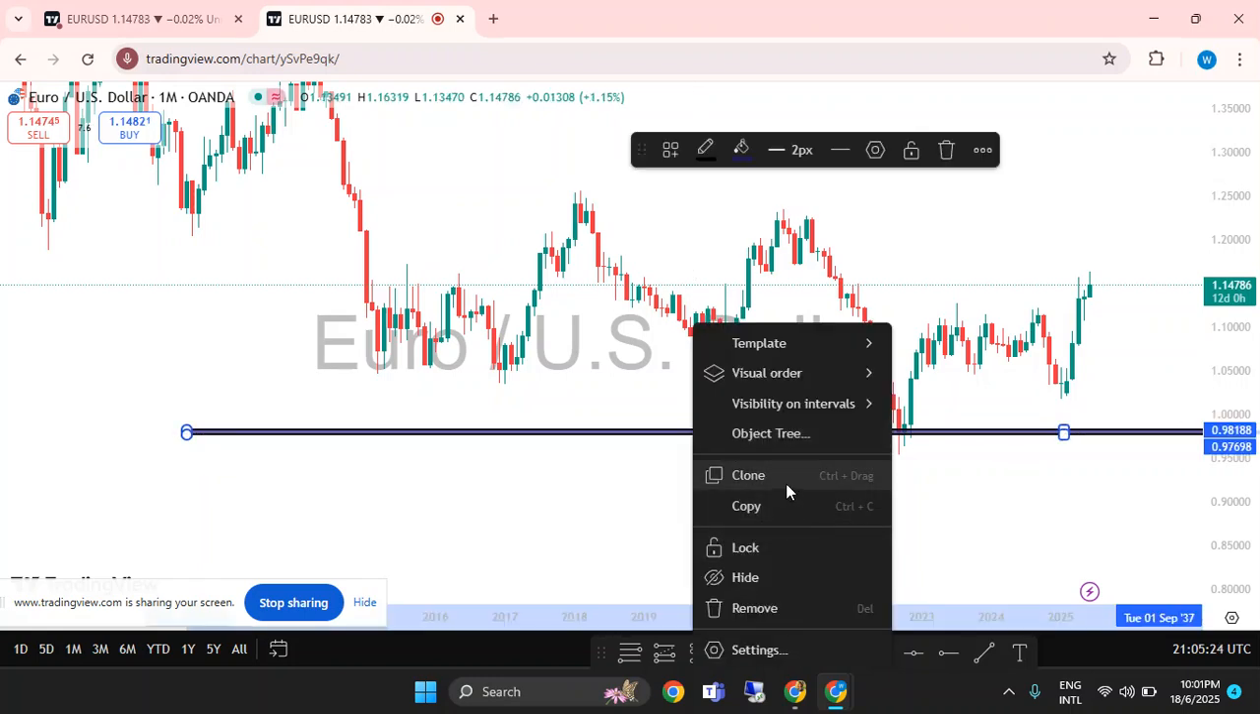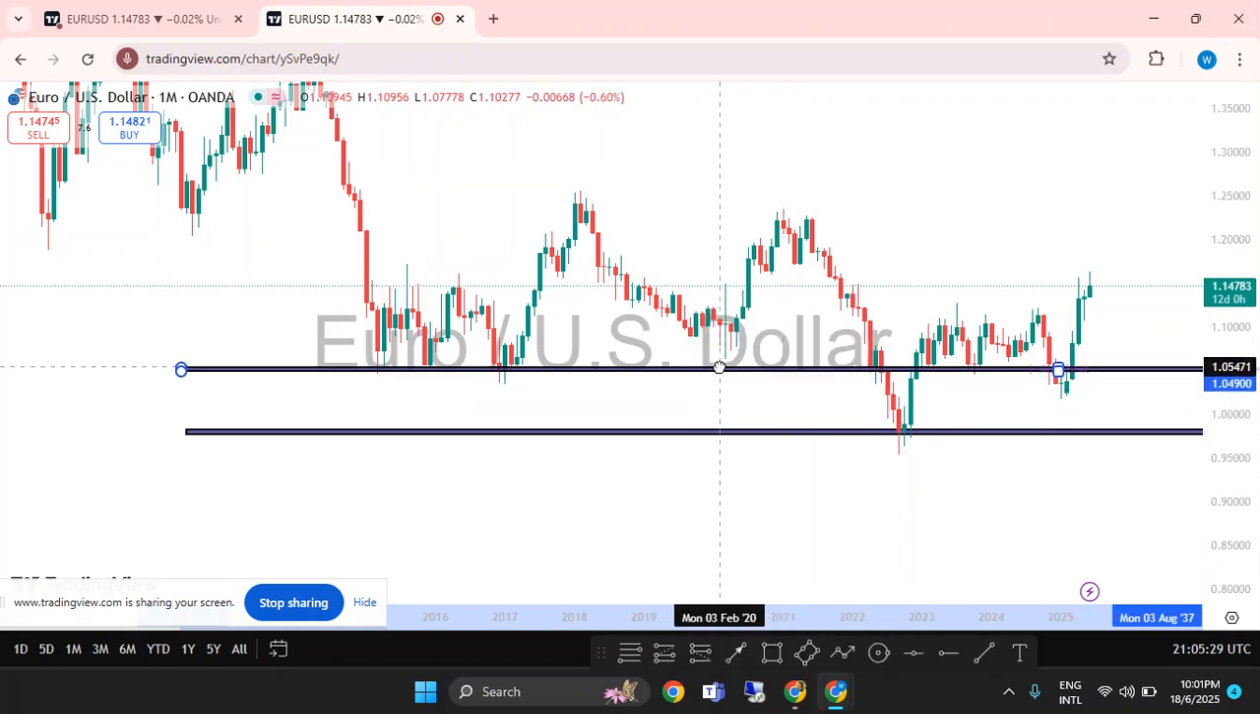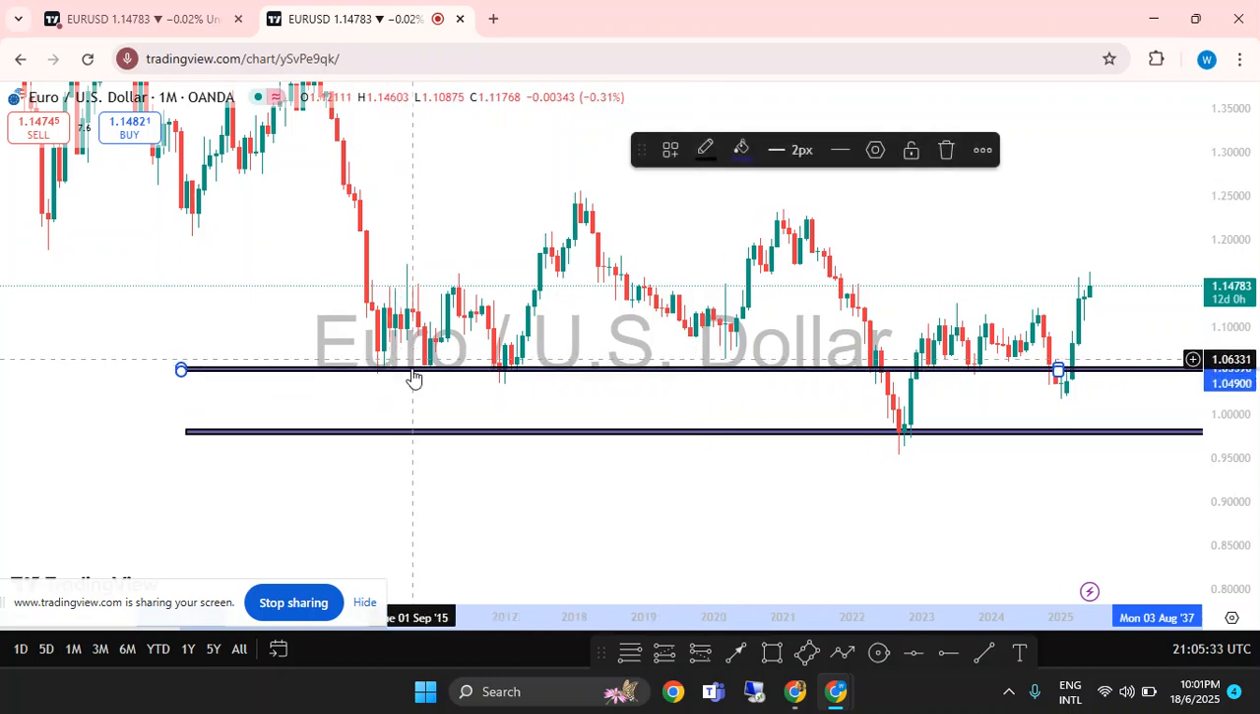and I'll just right click and clone to the upside. As you can see here, it touched here. Make sure it touches multiple places. As you can see, it touched here, before eventually it still made a rejection from here. This was the first breakout of the zone. The zone still pushed it up.